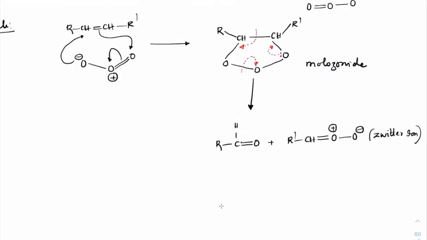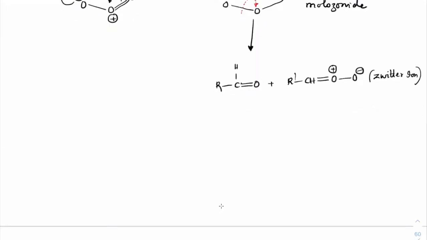Once you have a zwitterion, now see how the reaction takes place. The lone pair present on this oxygen will try to attack this carbon, and the lone pair present on this oxygen will try to attack this carbon, because this has delta positive and this has delta positive charge. So this oxygen will attack here, this oxygen will attack here.